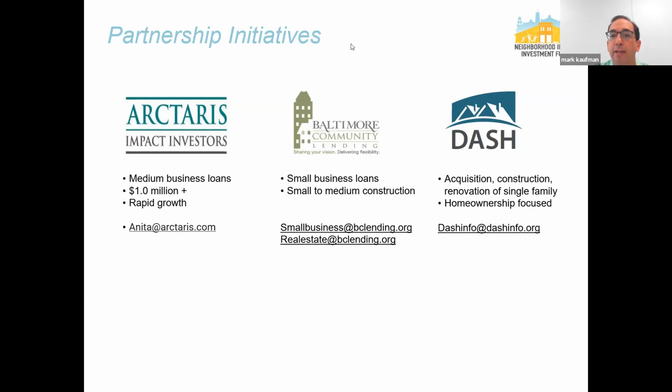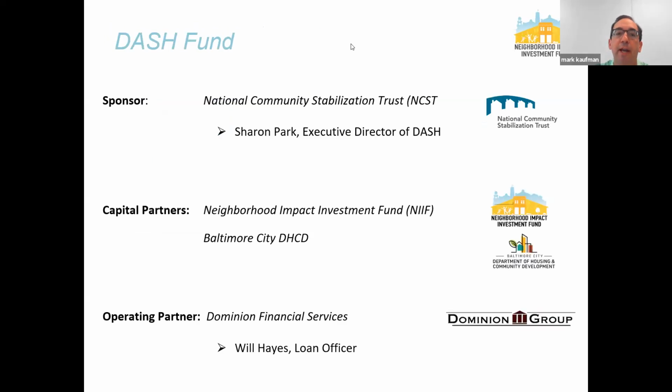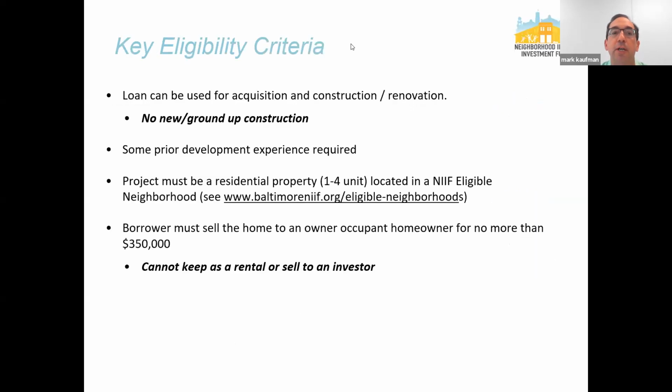We helped create the Dash Fund. Let me just spend a second on that. Dash is a freestanding fund run by the National Community Stabilization Trust. It's a $3 million fund that we helped stand up with funding from NIF and also some support from DHCD. The fund exists solely to fund small homeownership acquisition rehab transactions to create homeownership opportunities in our footprint. It's run by Dominion Financial Services, which is a large non-bank lender. So it has both staffing and capacity to close quickly and to execute on these transactions quickly.